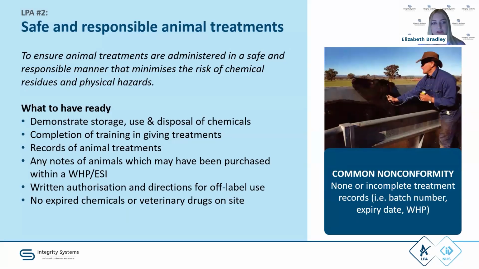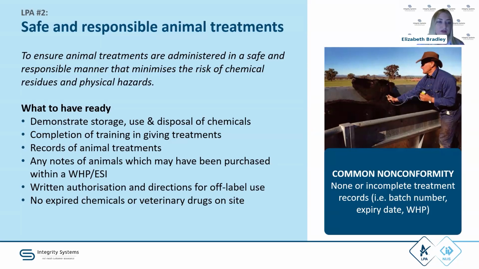And that's a risk to our market access, and unfortunately does happen from time to time around chemical residues and things in meat. So we want to avoid that. And the key things around the LPA requirements is how you store, use, and dispose of chemicals. So making sure you're not having expired products on the property, you're following your labels, it's stored away from livestock. They're the key requirements, pretty common sense.